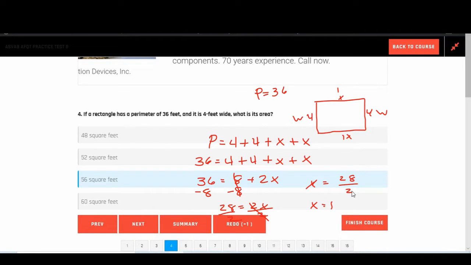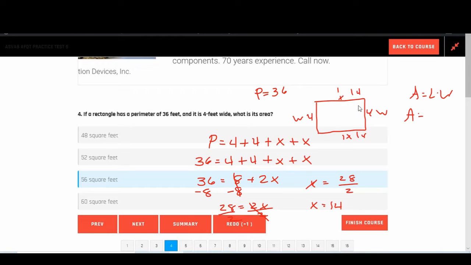2 goes into 2 one time. 2 goes into 8 4 times. So I know x, or the length of this rectangle, is 14. So that's going to be 14. That's going to be 14. Again, the area of a rectangle is length times width. So let's go ahead and solve this.